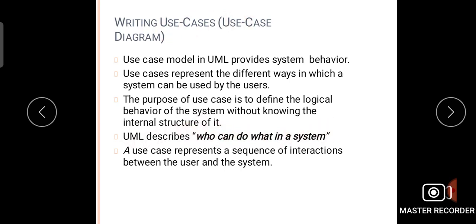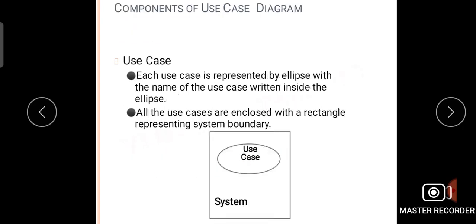So a use case represents a sequence of interactions between the user and the system. The basic symbols used for a use case are an ellipse, and a rectangle for the boundary. Each use case is represented by an ellipse with the name of the use case written inside, and all the use cases are enclosed within a rectangle that represents the system boundary.